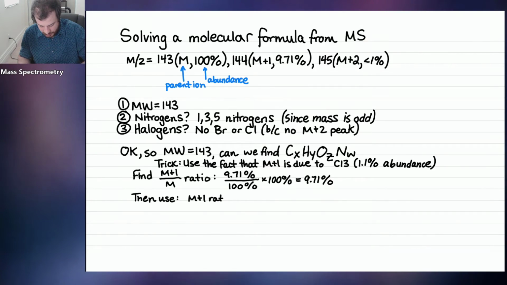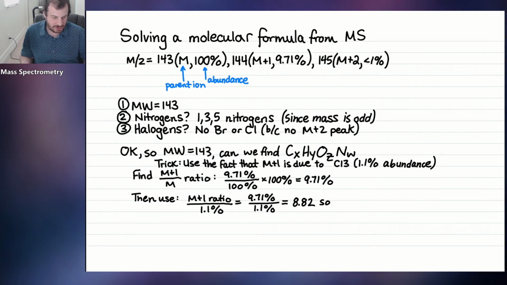M+1 ratio divided by 1.1%. That is going to tell you approximately how many carbons are in your molecule. So if we do this division, we'll get 9.71% divided by 1.1%. And this is, of course, just approximate. It equals 8.82. So what that tells you is that you have either 8 or 9 carbons. It's close to 9, but you can only really say 8 or 9 carbons.